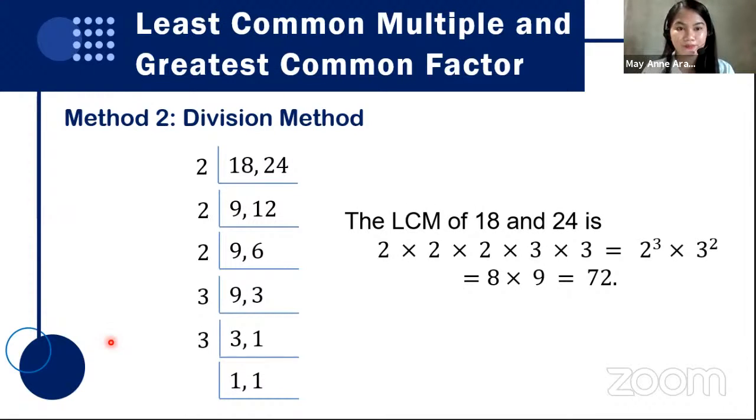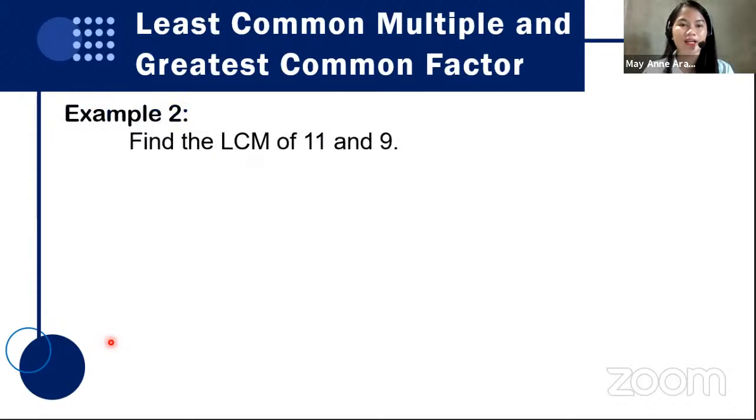Okay. Let us now have the, there's another example pa pala. Okay, find the LCM of 11 and 9. We know that 11 is a prime number, no? Prime na siya. And for 9, 9 is a composite number with factors 1, 9, and 3. 1, 3, 9. They have no common factors.